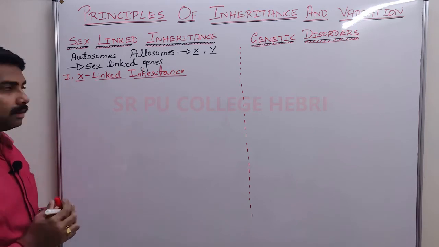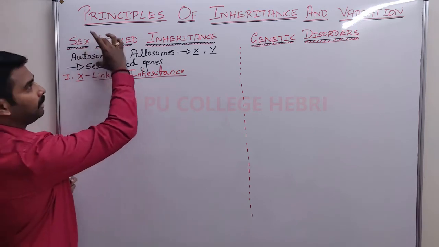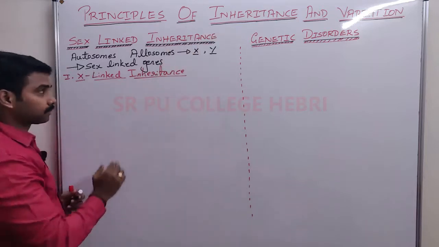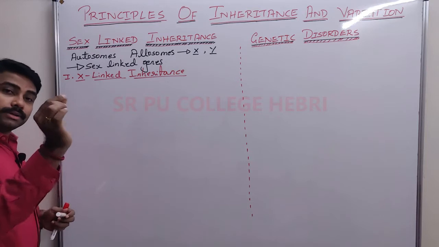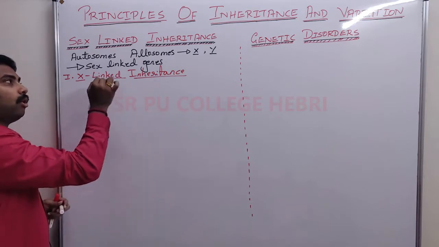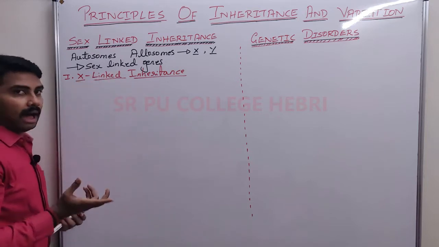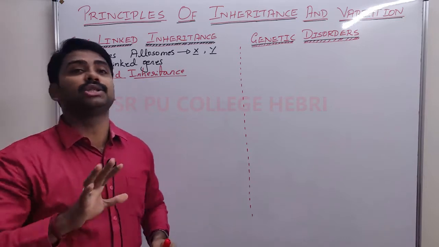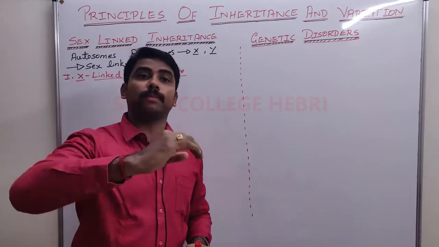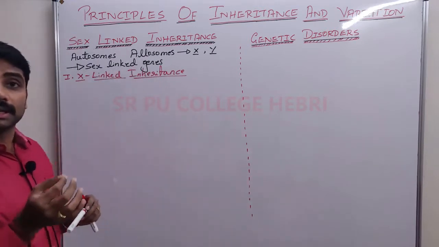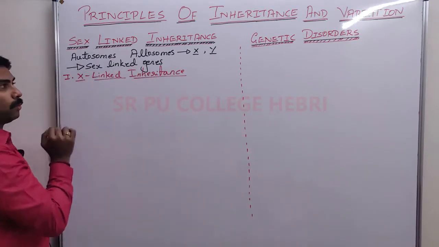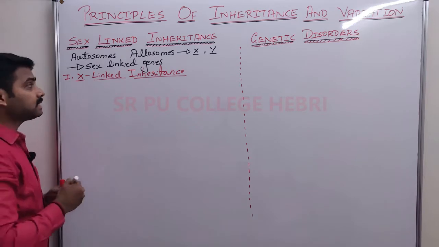Very simple. Now tell me, you know the meaning and the definition of this one? What do you mean by X-linked inheritance? Genes present on the X chromosome are called X-linked genes. There are plenty of different genes on the X chromosome. Genes present on the X chromosome are called X-linked genes.